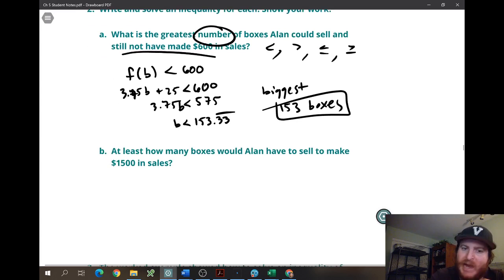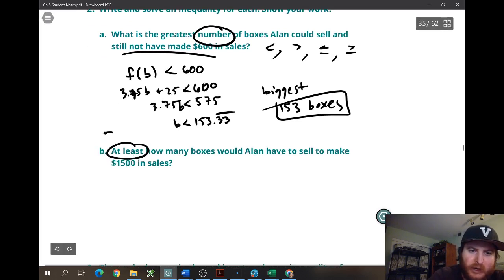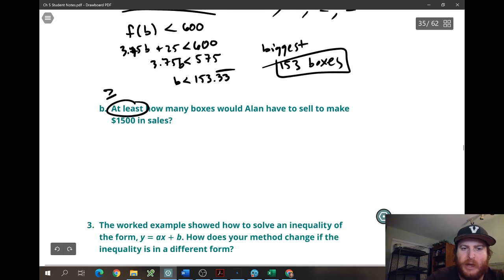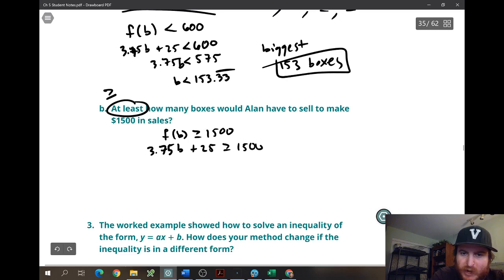Okay, next it says, at least how many boxes? Remember, at least was our greater than or equal to symbol. Would Alan have to sell to make 1,500? So we're going to say f of b is greater than or equal to 1,500. Same process: 3.75b plus 25 greater than or equal to 1,500. Subtract 25 from both sides. That's going to leave us with 3.75b greater than or equal to 1475.